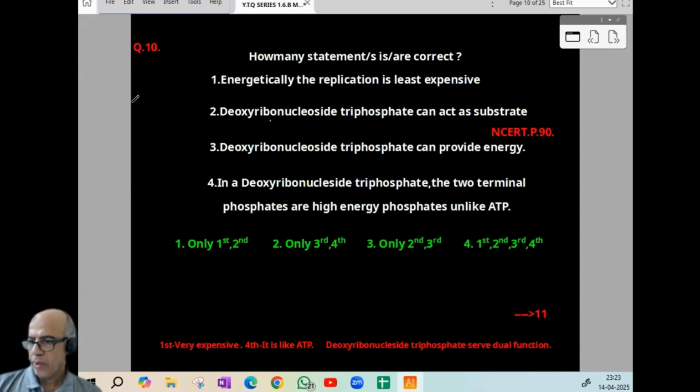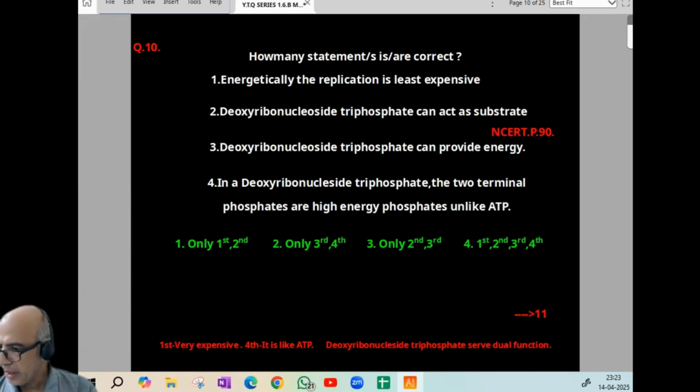Okay, now coming to the 10th one. When we proceed with the 10th question, how many statements are correct? Energetically, replication is least expensive. No. Deoxyribonucleoside triphosphate can act as a substrate, right? Deoxyribonucleoside triphosphate can provide energy, right?